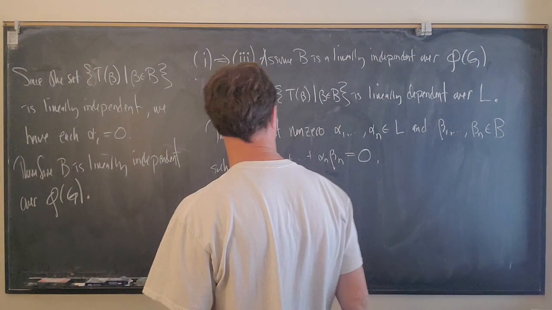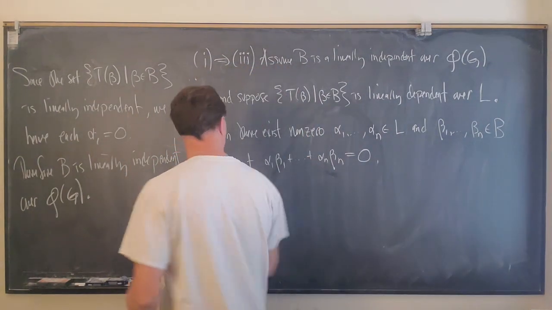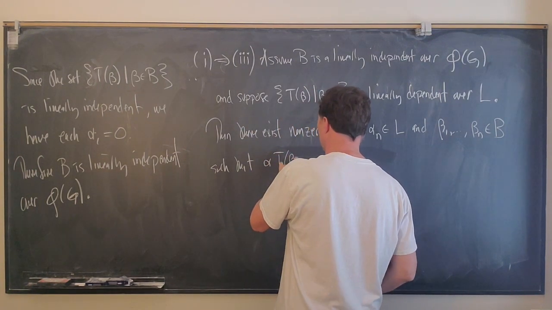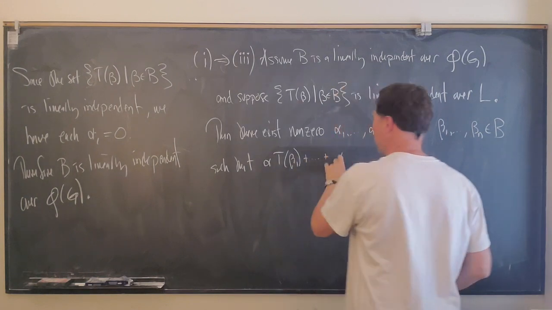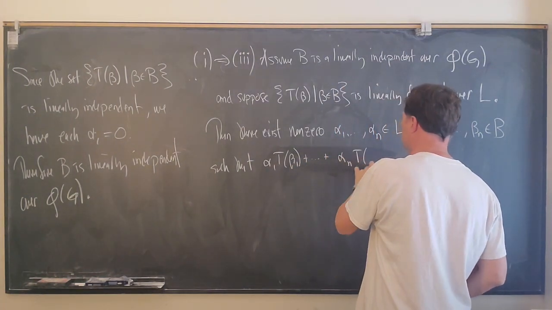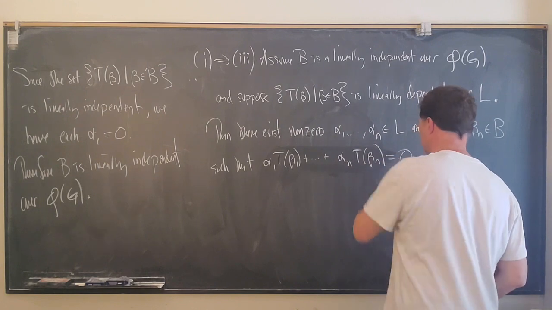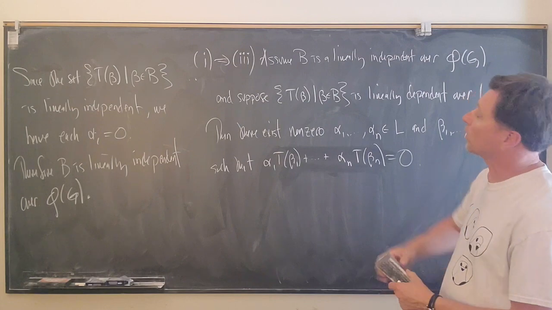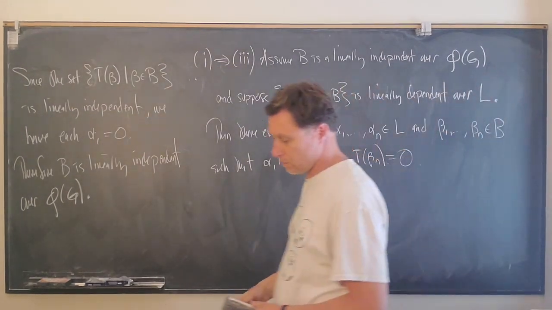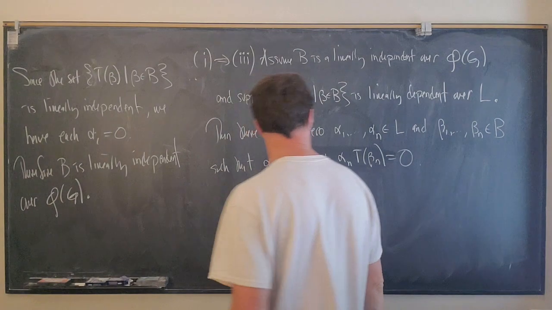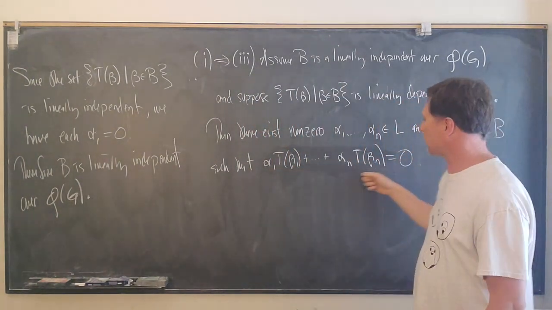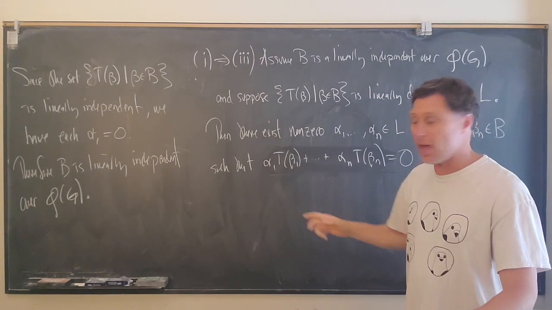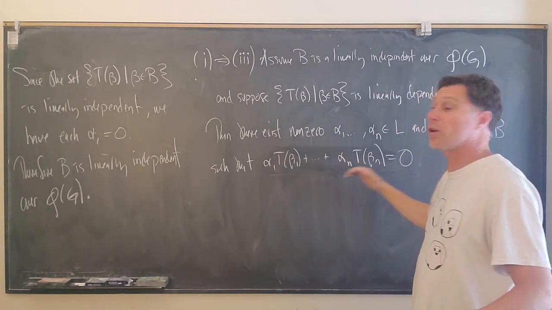Why am I not happy with what I just wrote here? Sorry, I know why. Because these should be T of beta. So this should be alpha 1 T beta 1 plus dot dot dot plus alpha n T beta n equal to 0. Right, because we're supposing this thing is linearly dependent. Okay, and by the way, what is this saying? Remember, this is a set of functions here. This is a linear combination of functions, which means it is a function from G to L. And so what we're saying is that this is the 0 function.